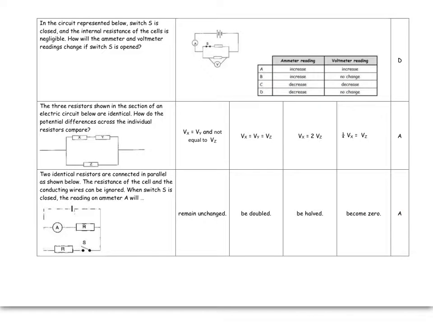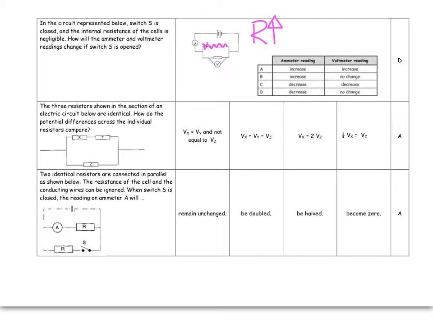So the resistance will increase and the ammeter reading will decrease. We've got a circuit over here. The switch is closed and the internal resistance is negligible, thank goodness, because we haven't learnt about it yet. How will the ammeter and the voltmeter readings change if I open that switch? And it's the same concept. As I take away that branch, the circuit becomes more difficult. So the resistance goes up.